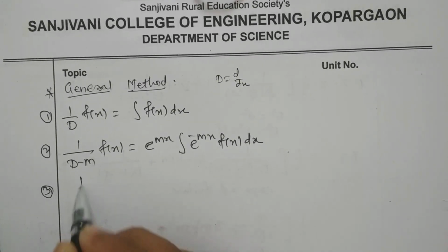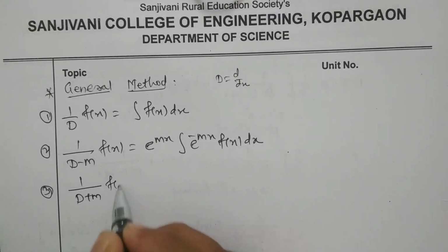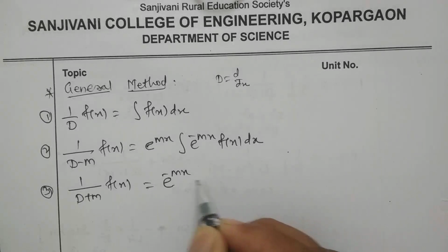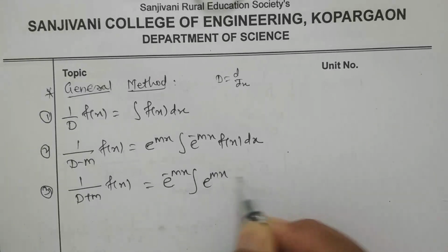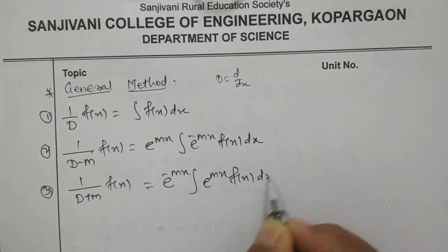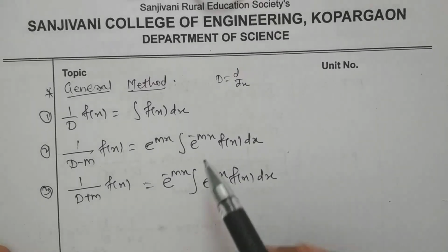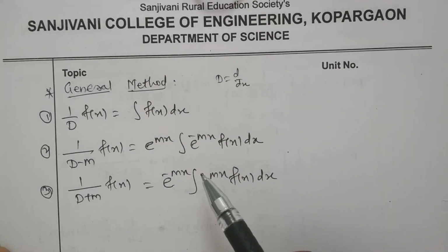And the third formula: 1 upon D plus m f of x is equal to e raised to minus mx integration e raised to mx f of x dx. That is the third formula for the general method. So we are going to solve the examples on the general method by using these three formulas.